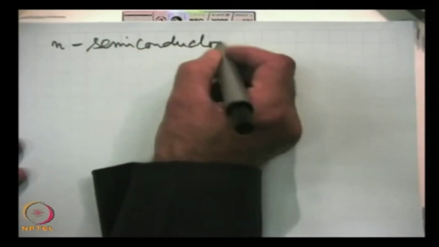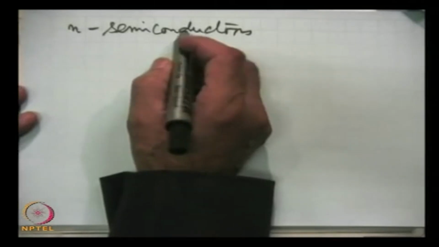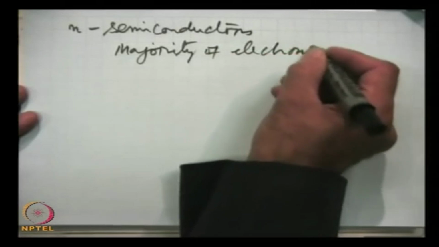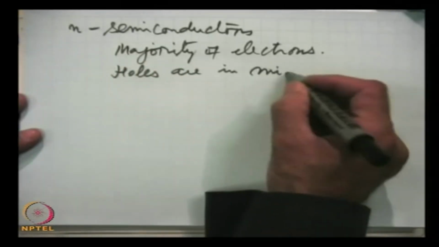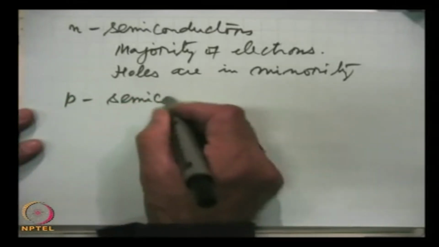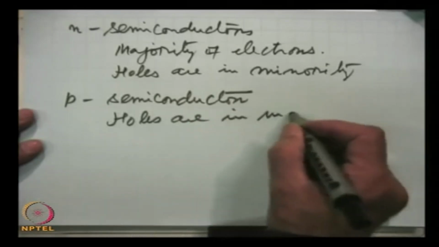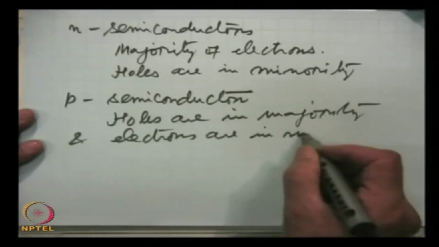impurity. So, we will remember that n type materials, n semiconductors, have majority of electrons, and holes are in minority. And in p semiconductor, holes are in majority and electrons are in minority.